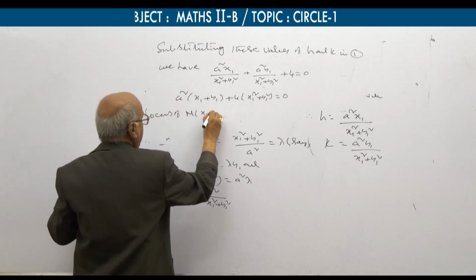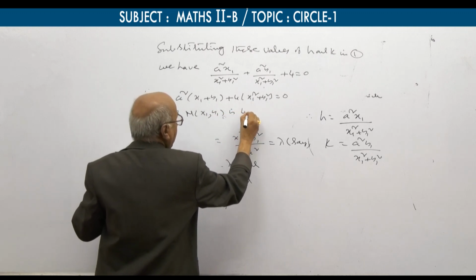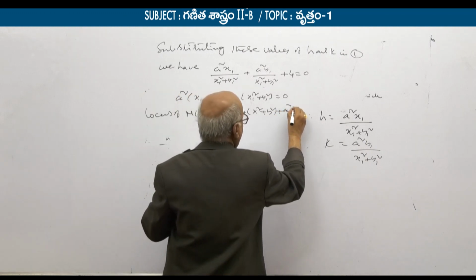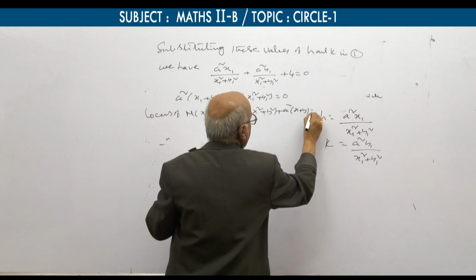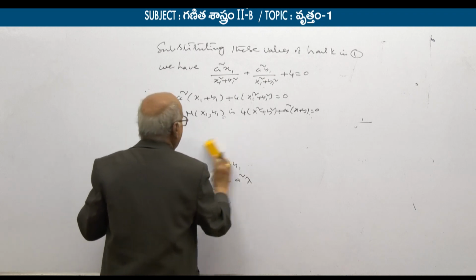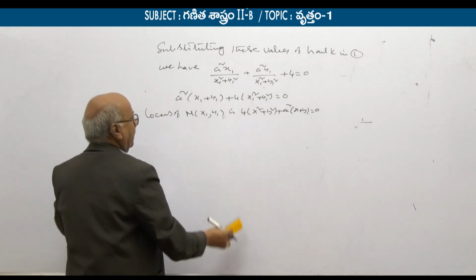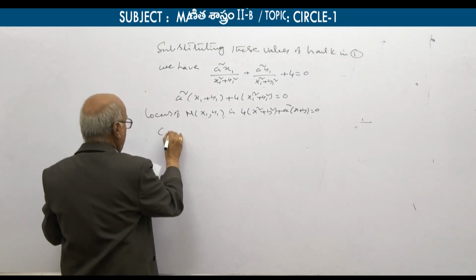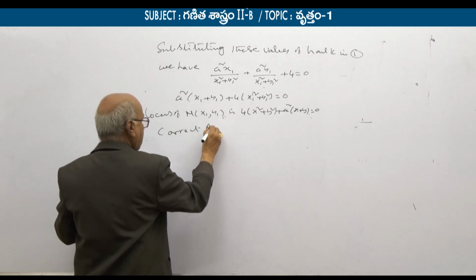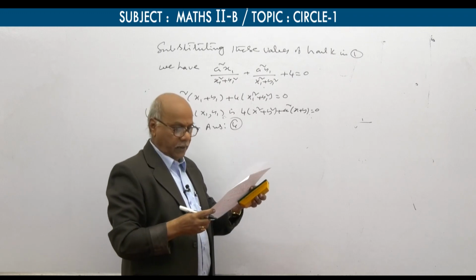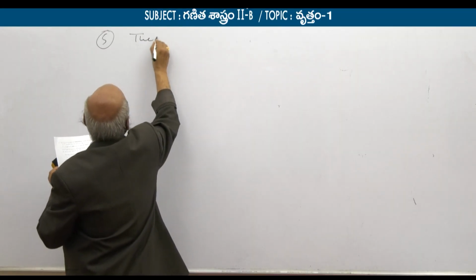So therefore, the locus of the point (x1, y1) is 4 into (x square plus y square) plus a square into (x plus y) is equal to 0. That is the locus of the point. So the correct option is 4: 4 into (x square plus y square) plus a square into (x plus y) is equal to 0.